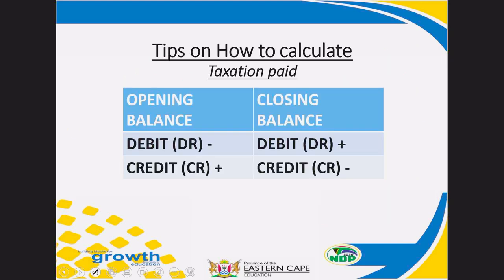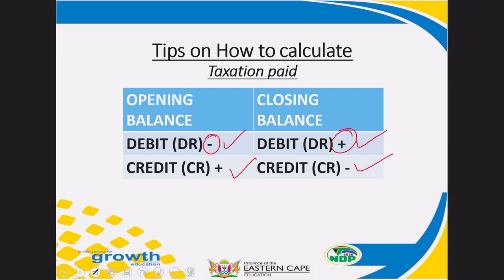Okay? Then the next one, when it comes to taxation paid, this is a tip I've given my kids at my school. You need to do a grid like this or a table like this where you are stating debit or credit, credit, credit, right? Opening balance debit, closing balance debit. Credit opening balance, credit closing balance. If the opening balance is debit, it means you'll start off with a negative at SARS. And if the closing balance is debit, it means you overpaid.